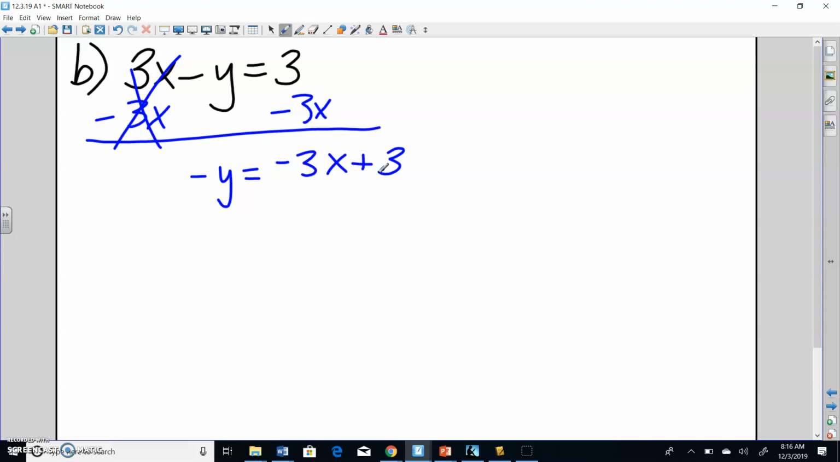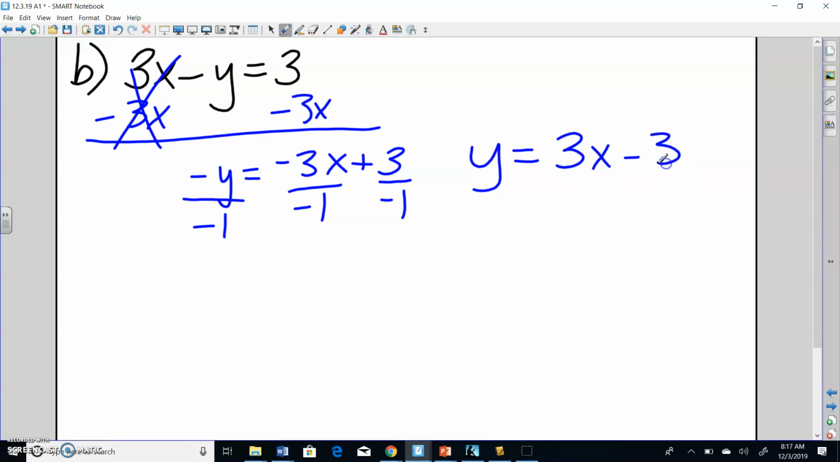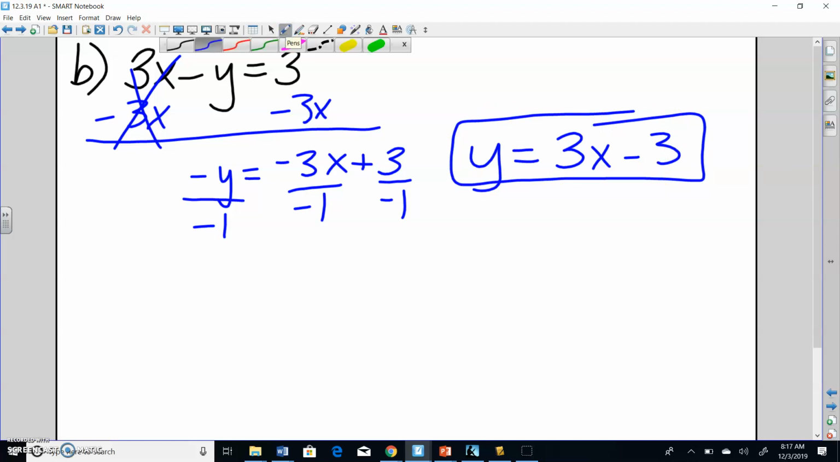So how can we make that a positive 1y? Divide by negative 1. So we're going to take every term that is separated by an addition or subtraction, and we're going to divide it by a negative 1, which just changes the sign of each of those. So that gives us y equals negative 3 over negative 1 is a positive 3x, and then a positive 3 over negative 1 would be a negative 3. And there we have written that equation in slope-intercept form.